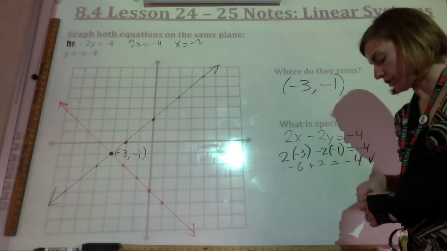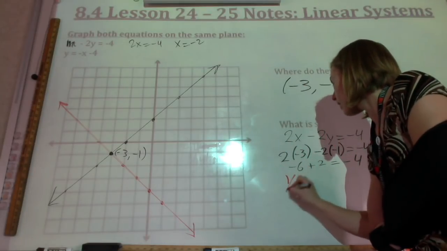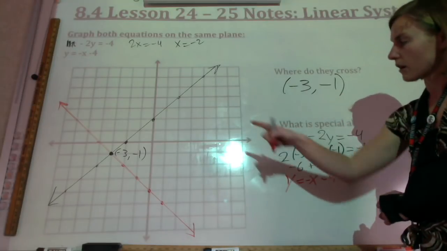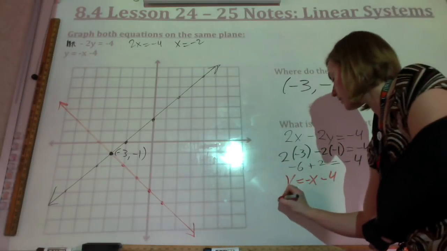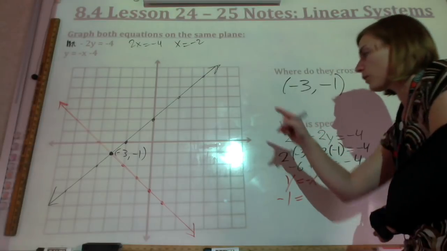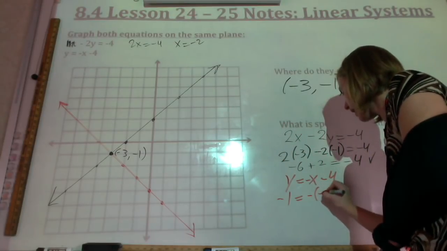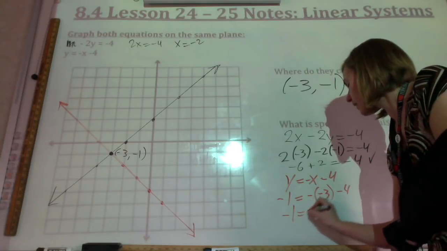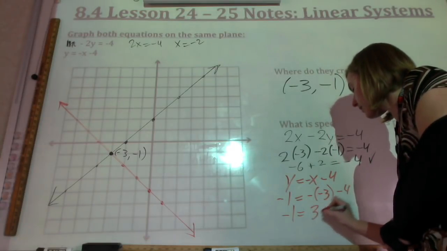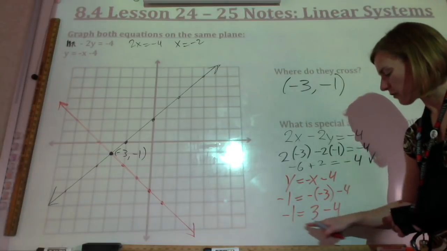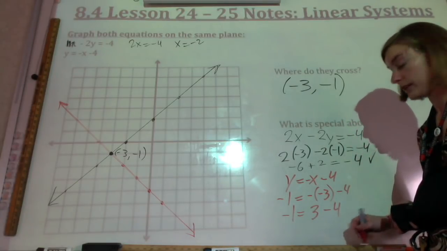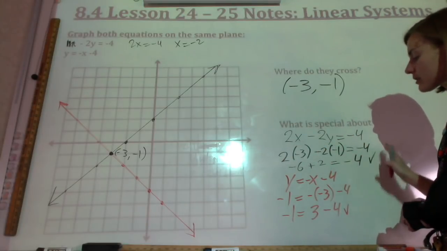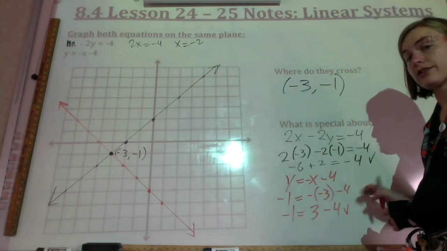Let's check the second equation. The second equation was y equals -x minus 4. We have -1 for y, so -1 goes in for y. We have -3 for x. We still have that -4. So we still have -1. The -3 becomes +3 minus 4. So does -1 equal 3 minus 4? Yes, it does. So we just proved that the point where they cross is a solution to both equations.